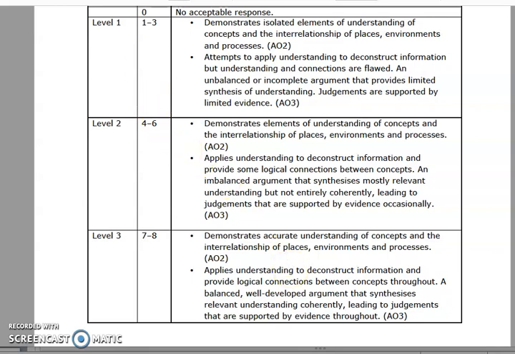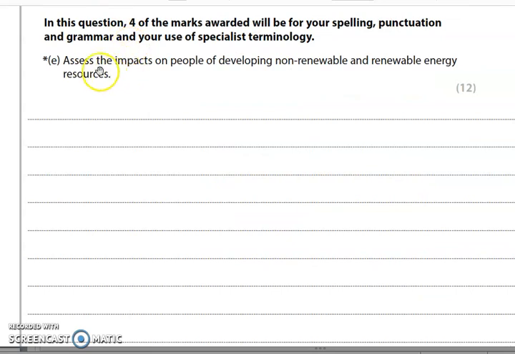So we know how it's going to be marked. So assess the impacts on people of developing non-renewable and renewable energy resources. The command word is assess, and we'll have a look at that in a moment, but this is basically how important, which are the most important impacts on people. So we're not looking at environmental impacts, we've got to link it to the impacts on people. And we've got to look at developing or using both non-renewable and renewable energy resources.